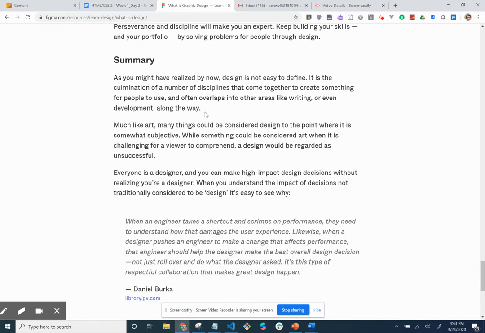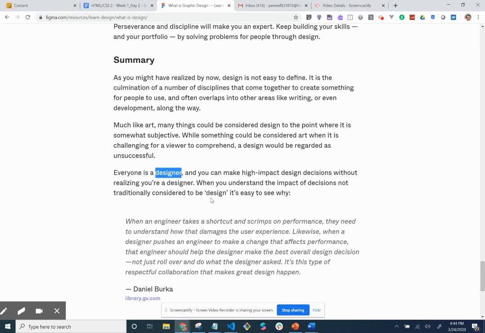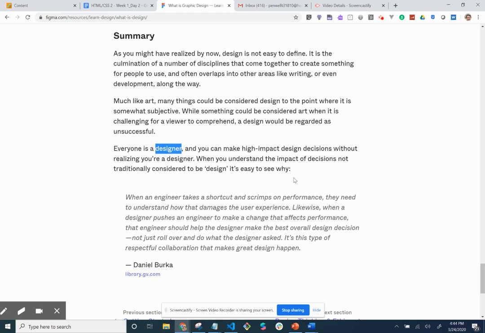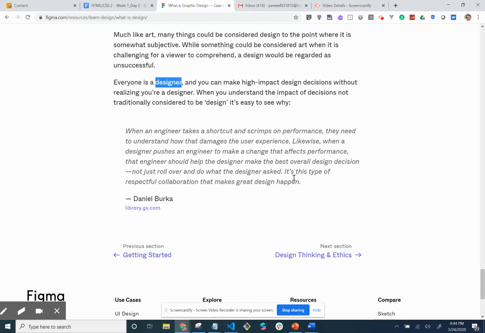So for the summary, as you have realized by now, design is not easy to define. It's the culmination of a number of disciplines that come together to create something for people to use. Much like art, many things could be considered design to the point where it's somewhat subjective. While something could be considered art when it is challenging for a viewer to comprehend, a design would be regarded as unsuccessful. Everyone is a designer, and you can make high impact design decisions without realizing you're a designer. When you understand the impact of decisions not traditionally considered to be design, it's easy to see why.